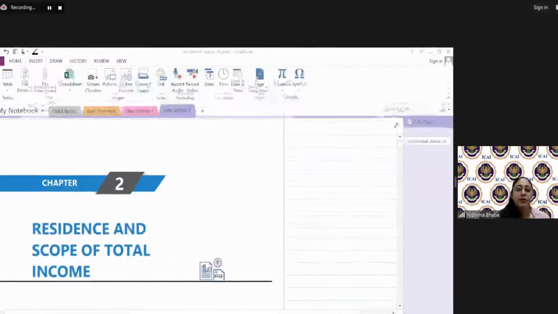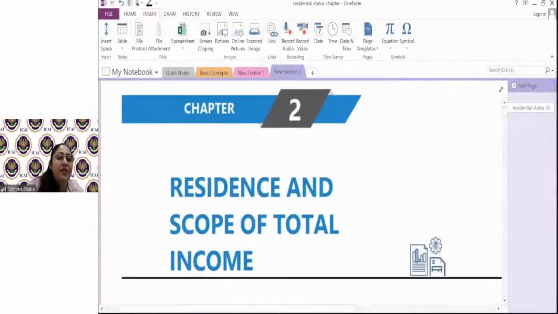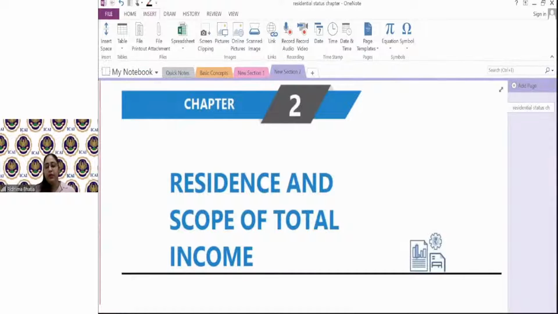Okay. So now with all freshness and everything, let's start our next chapter, which is residential status. It's an extremely critical chapter. कहीं पे भी चले जाओ, you cannot escape this chapter, and this is chapter 2. Technically, it should be your most important chapter, residence and scope of total income.